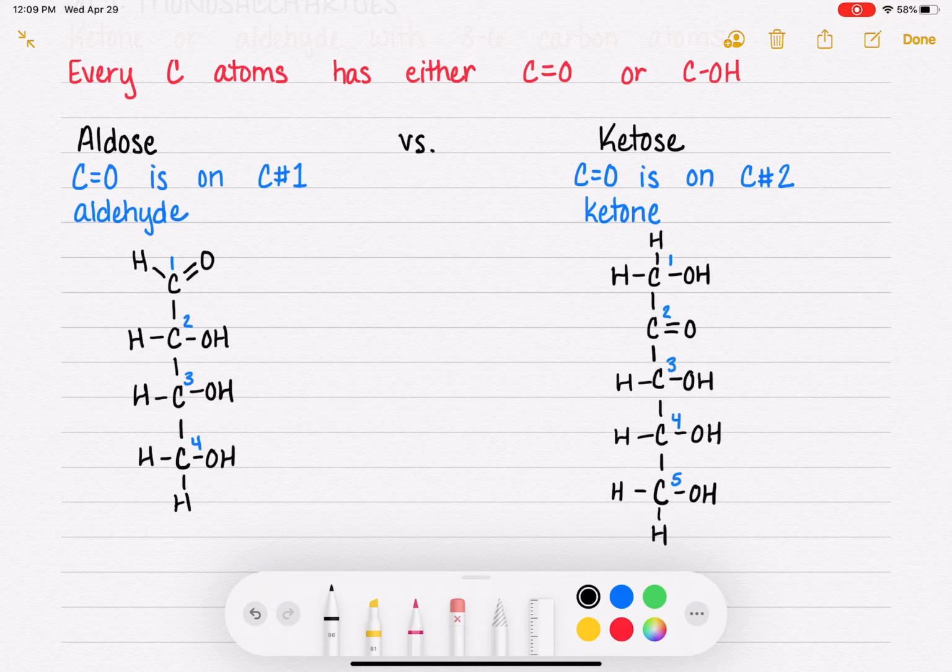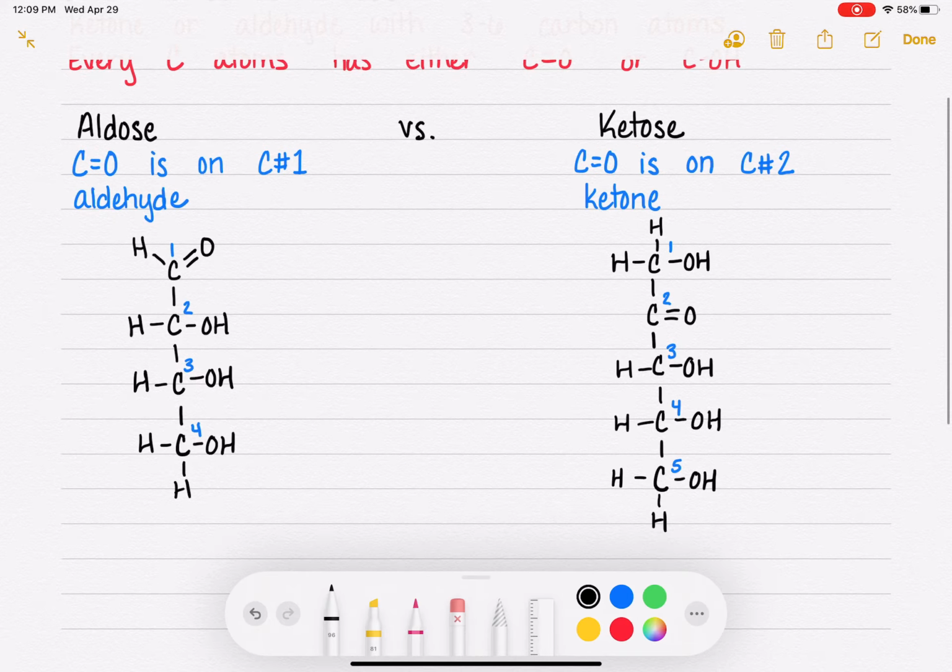So in addition to classifying a monosaccharide as an aldose or a ketose, we can also classify it based on how many carbon atoms it has. So if it has 3 carbon atoms, whether it's an aldose or a ketose, we are also going to call it a triose. Ose is the suffix for sugar or carbohydrate. So triose, tri meaning 3, and the ose telling us that we're looking at a sugar molecule in general.